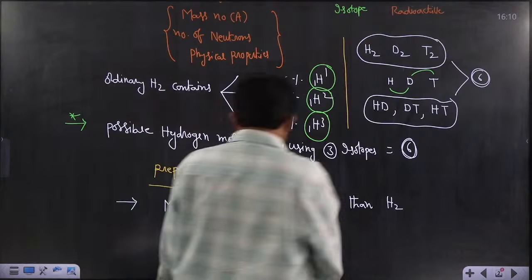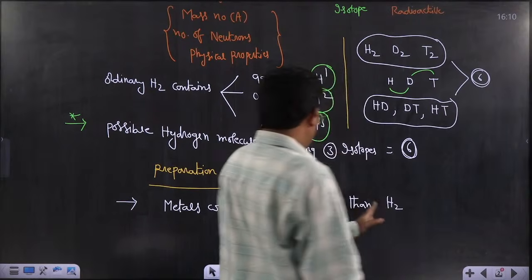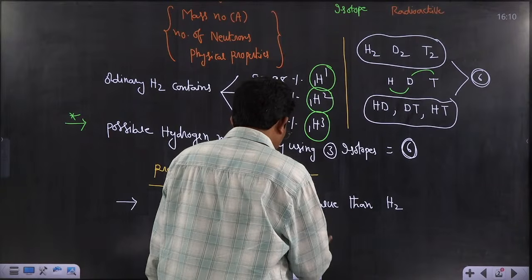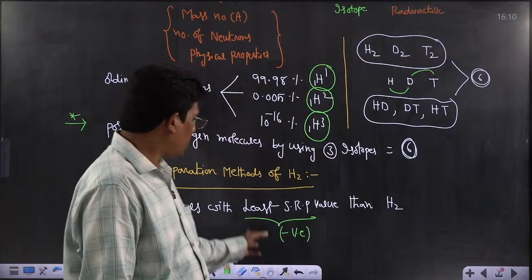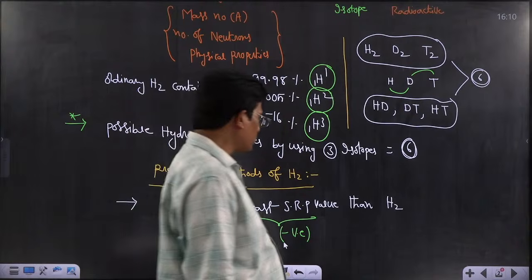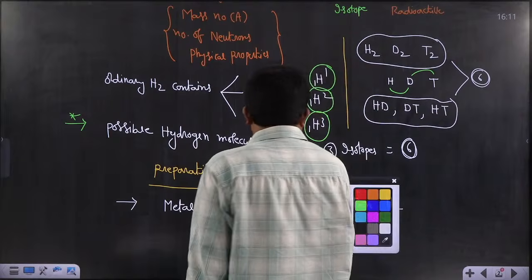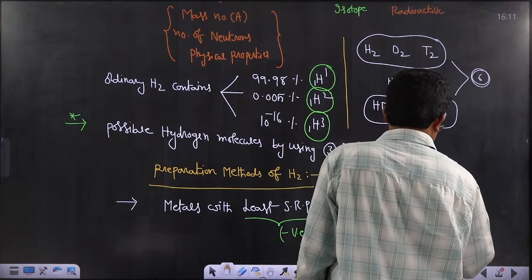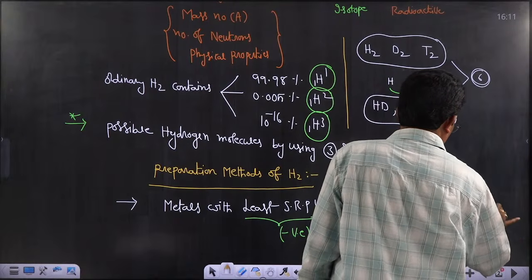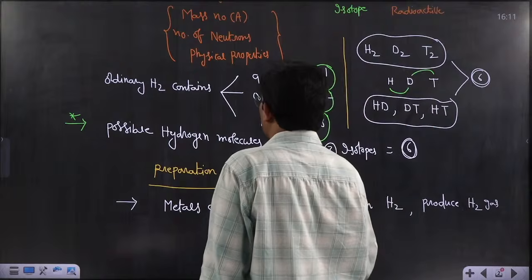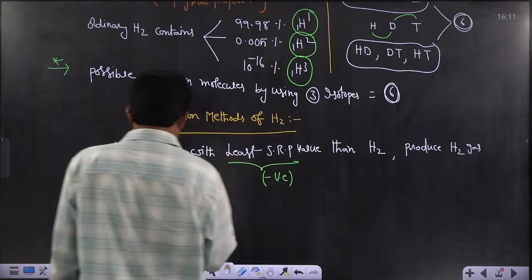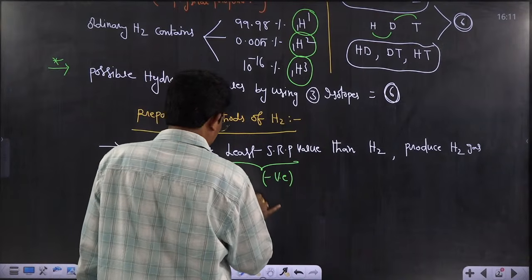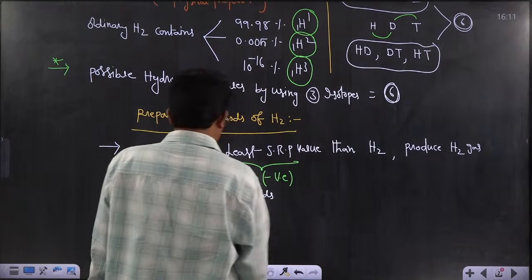The SRP value of hydrogen, you know already, is 0. Less than 0 means negative. Alkali metals and alkaline earth metals have the least SRP values. They produce H2 gas from dilute acids.